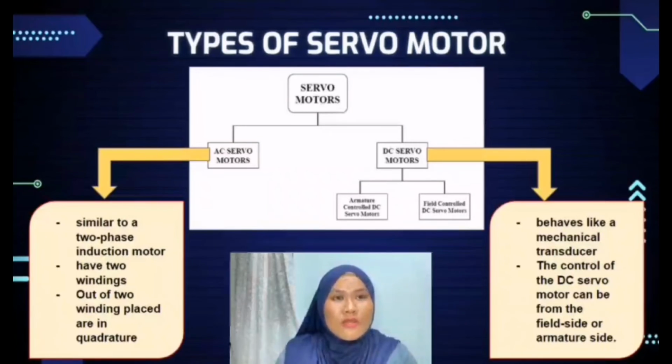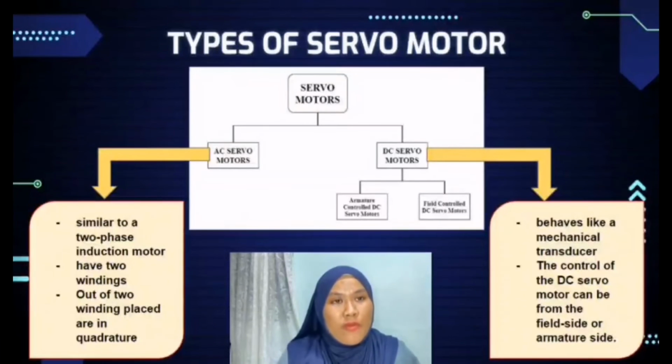The next one is the DC servo motor. The DC servo motor behaves like a mechanical transducer that converts DC voltage into a mechanical signal, more or less the same as a normal DC motor. The control of the DC motor can be from the field side or the armature side.